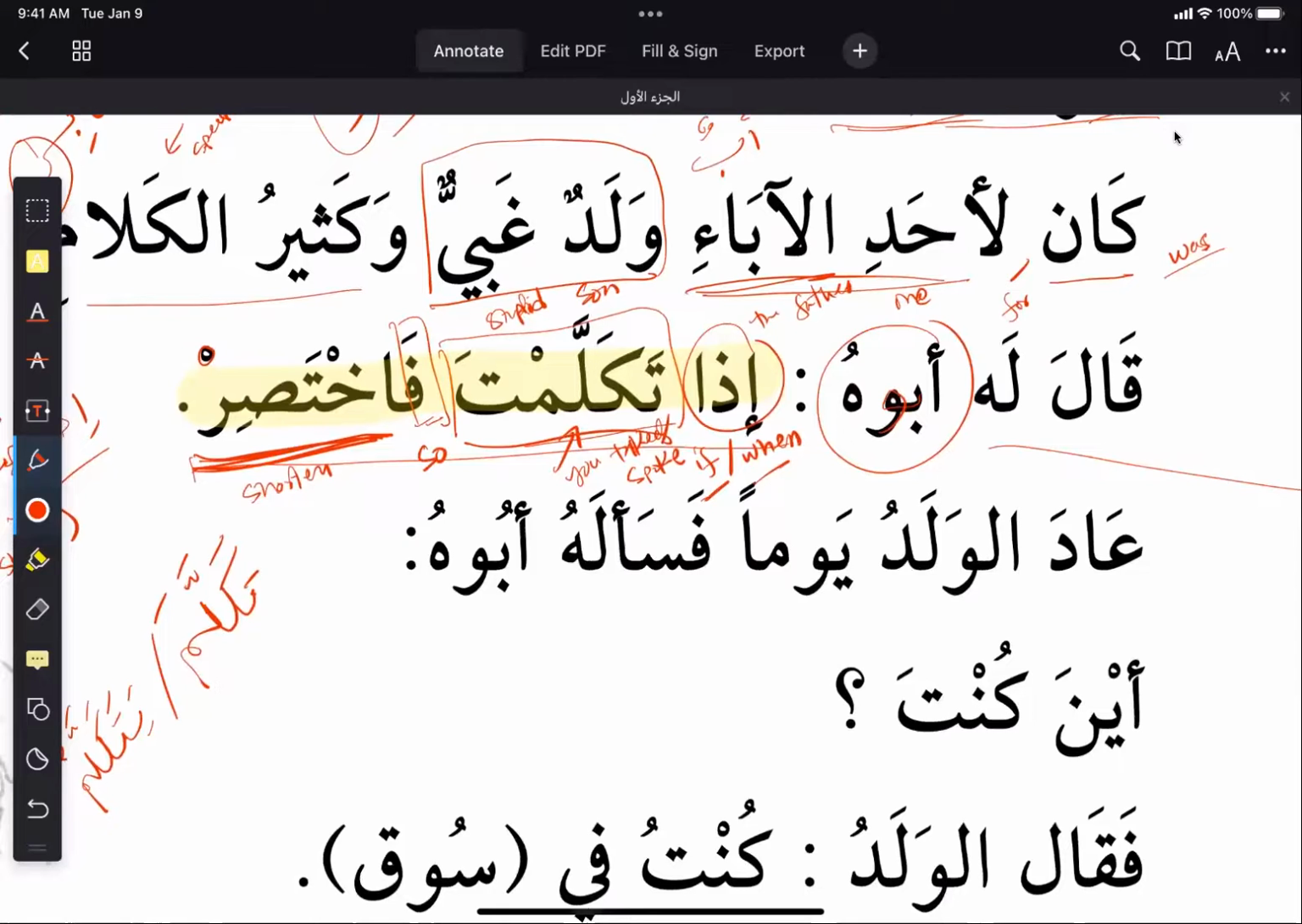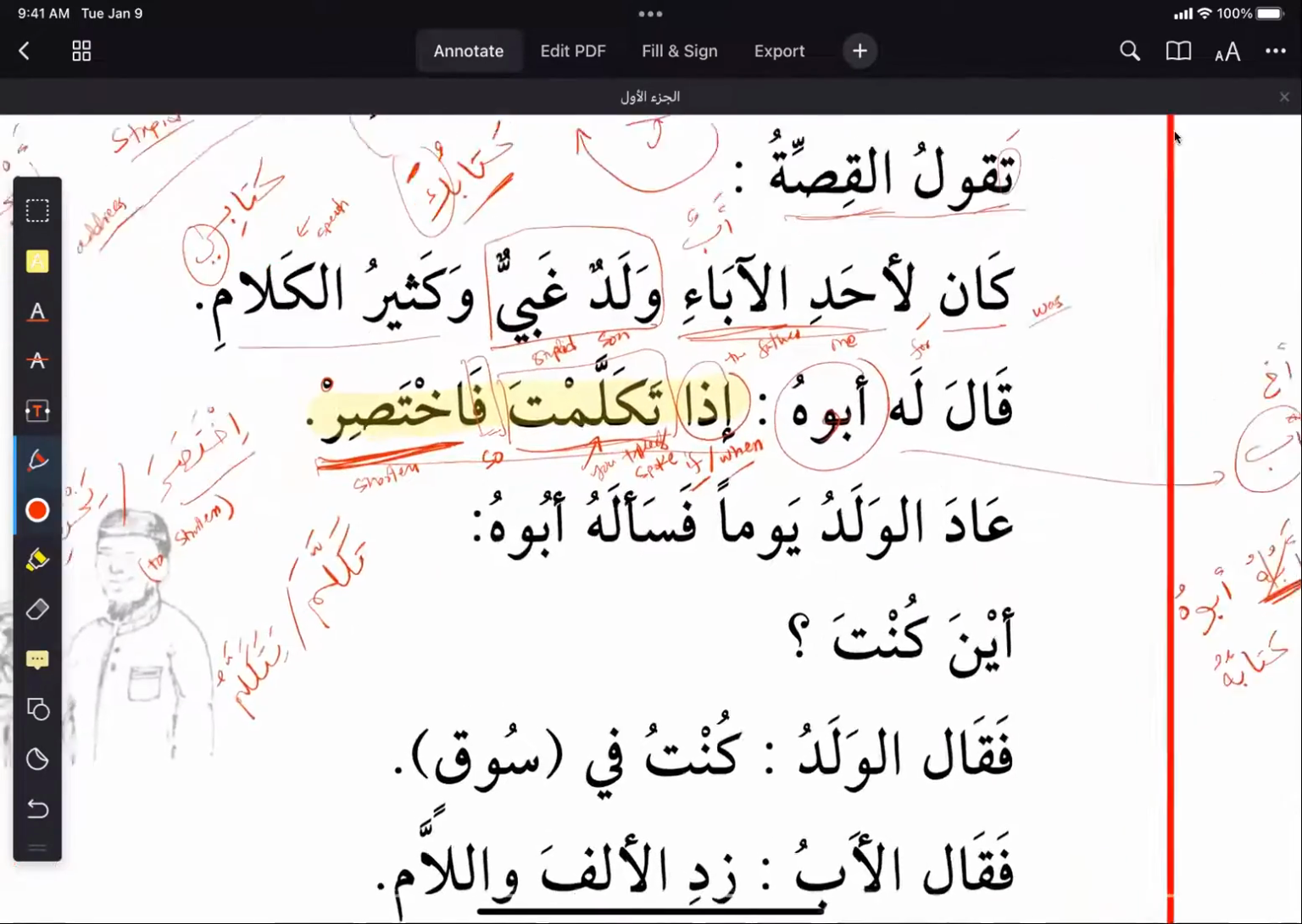Does the fa always come with it? Not always. The rule is not that if you say idha, you have to bring fa. That is not the case all the time. There are some rules. One of them is when you have a command verb after that. If it wasn't a command verb, we wouldn't need it. There are other rules also, but I don't want to give you the whole bunch of rules here. Jayid. Let's continue.